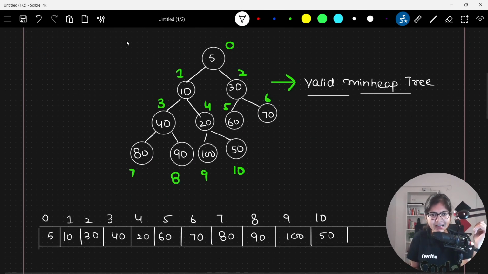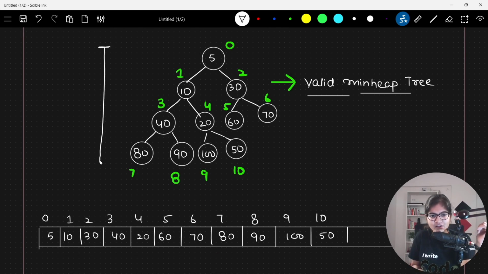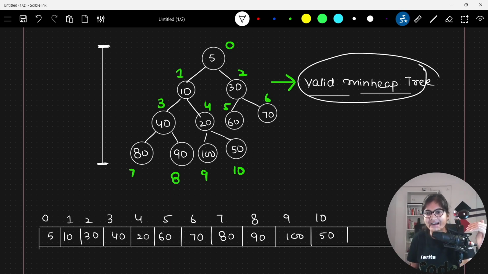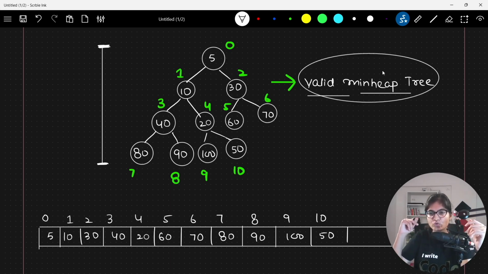Now the question is how many levels do we have from the leaf node to the root node? Because each and every time we will do the same step. We will do the insertion at the very end, and then again try to see the number of swaps. We will try to make it a valid min heap tree, and in the worst case scenario we need to reach until the root node, right?